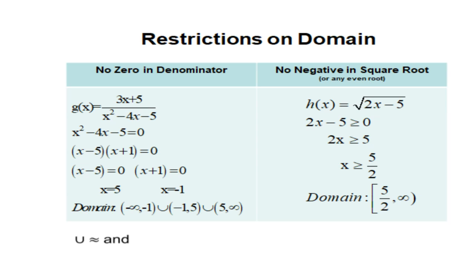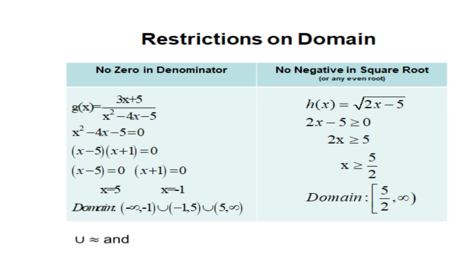From the zero factor property, we have x minus 5 equals 0 and x plus 1 equals 0. From the first linear equation, we obtain x equals 5, and from the second, we obtain x equals negative 1. So the domain of this g of x function is all real numbers, excluding 5 and negative 1. We can write the domain of this function in interval notation in this form: interval negative infinity to negative 1, union negative 1 to 5, union 5 to infinity.